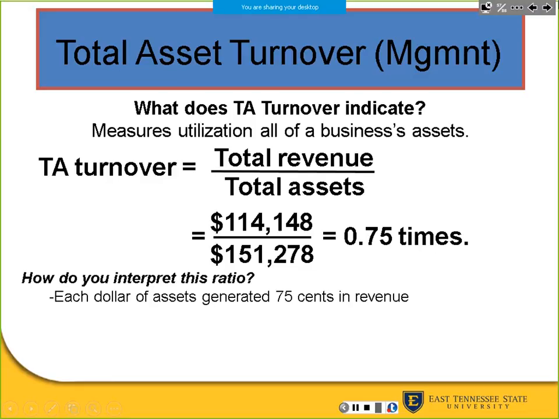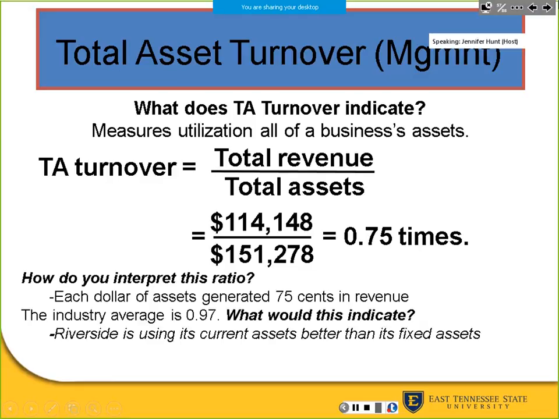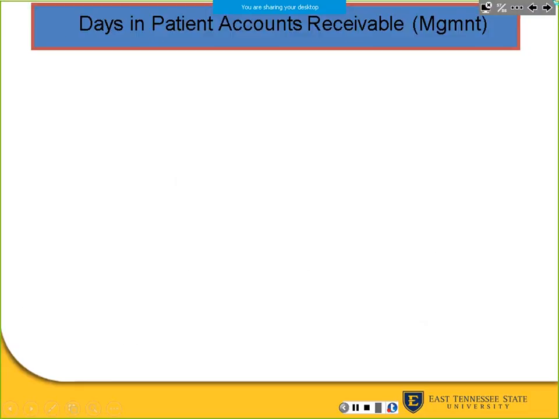Does everybody see that? If the industry average is 97, we are saying essentially here that our current assets, when we compare them to what we just calculated with our fixed assets, we're using our current assets better than our fixed assets.